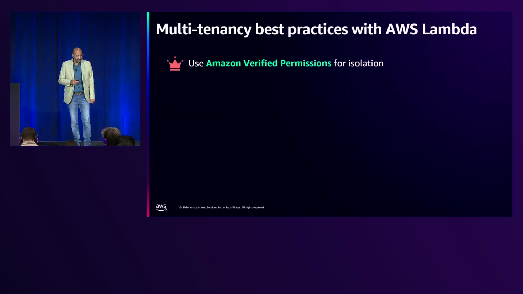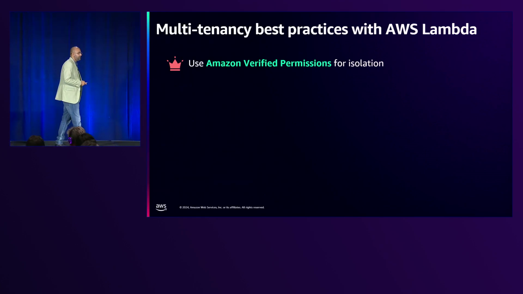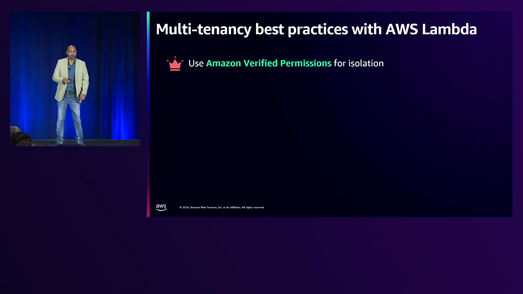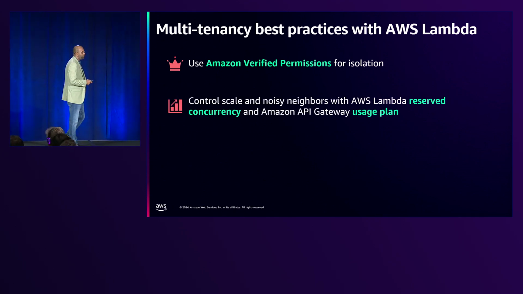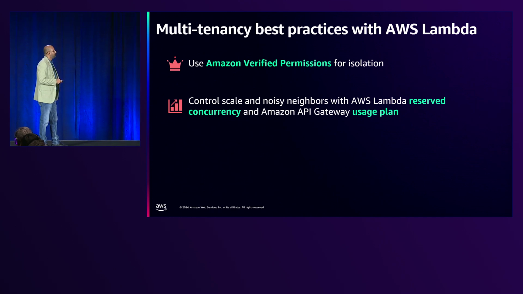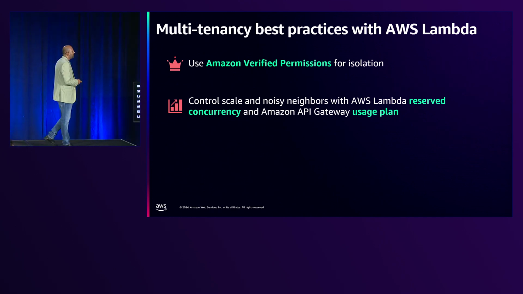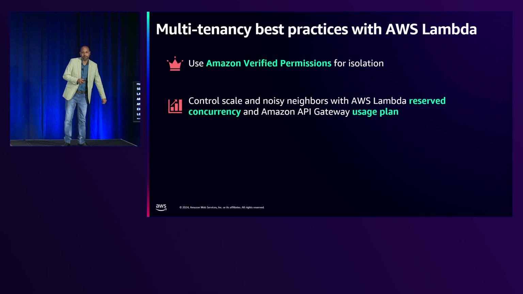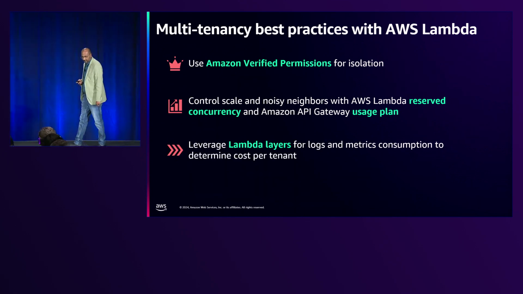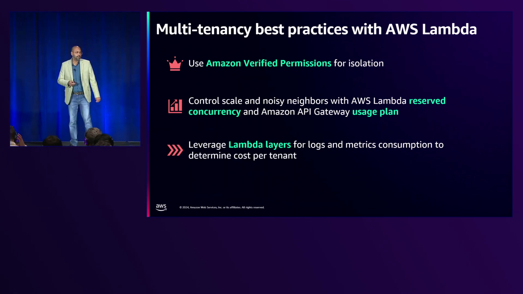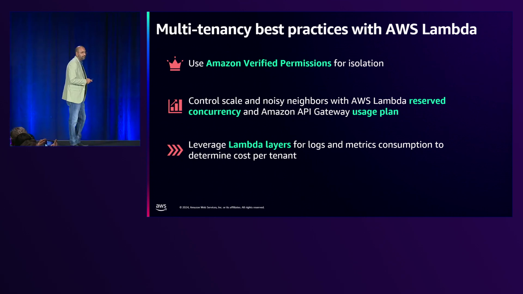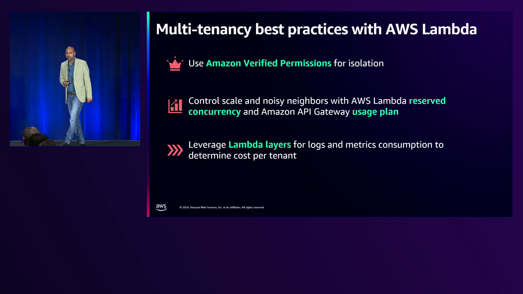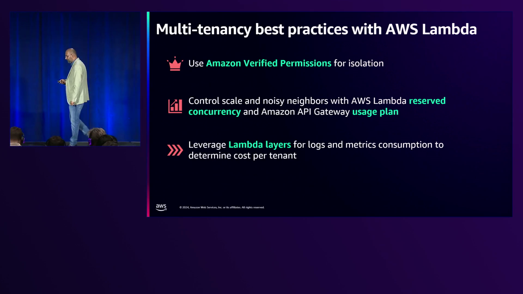So, the key takeaways with Lambda functions, the architectural considerations: use Amazon Verified Permissions to externalize the authorization logic and do not pollute your business logic. Control the noisy neighbor situation using the reserved concurrency as well as the API Gateway usage plan, and then leverage Lambda layers to have proper logging and metrics consumption, again externalizing from the business logic, and arrive at the right cost per tenant.